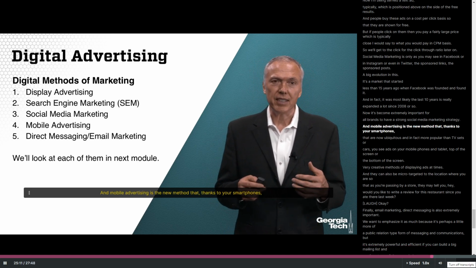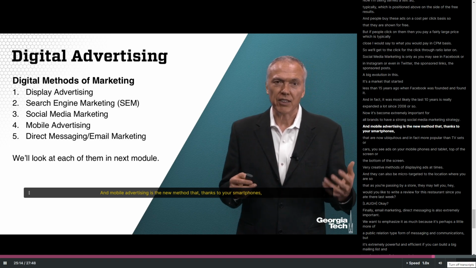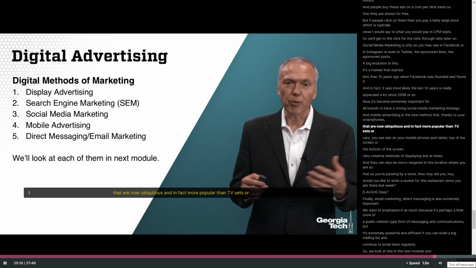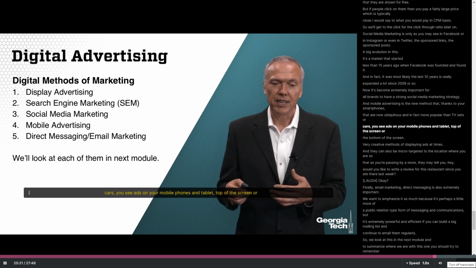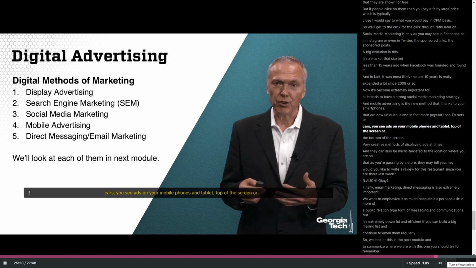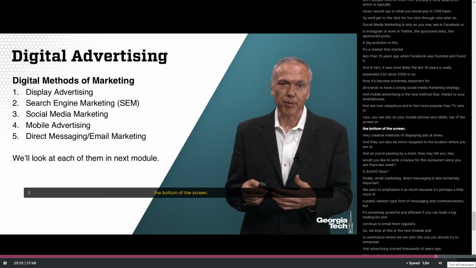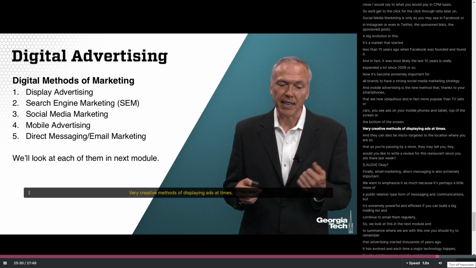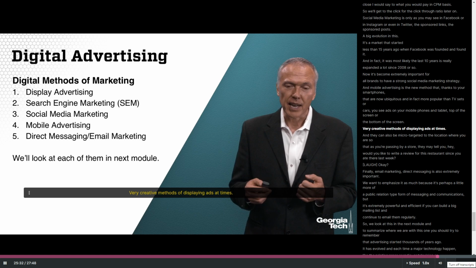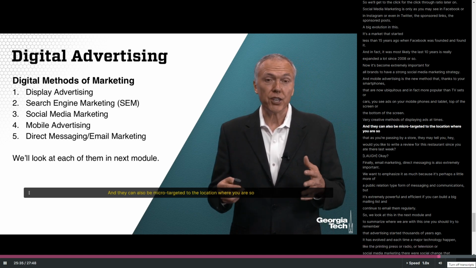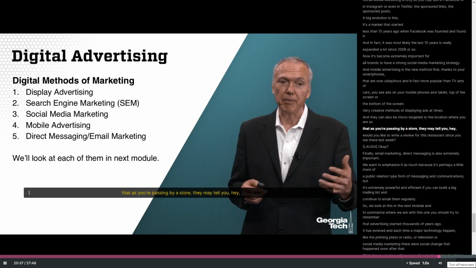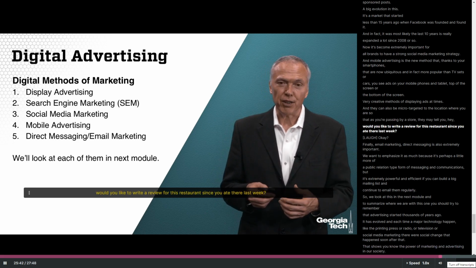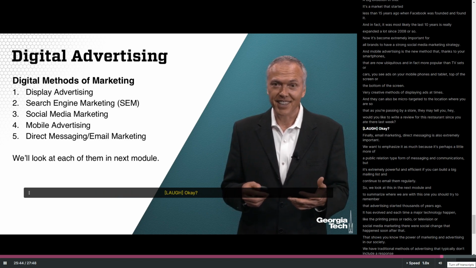And mobile advertising is the new method that, thanks to our smartphones that are now ubiquitous and in fact more popular than TV sets or cars, you see ads on your mobile phone, sometimes at the top of the screen or the bottom of the screen. Very creative methods of displaying ads at times. And they can also be micro-targeted to the location where you are, so that as you're passing by a store, it may tell you, hey, would you like to write a review for this restaurant since you ate there last week?